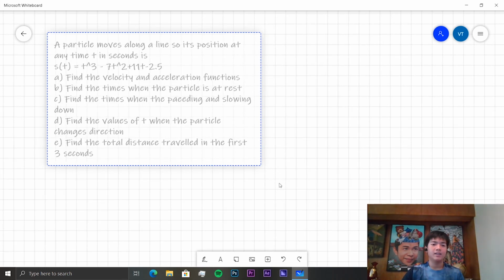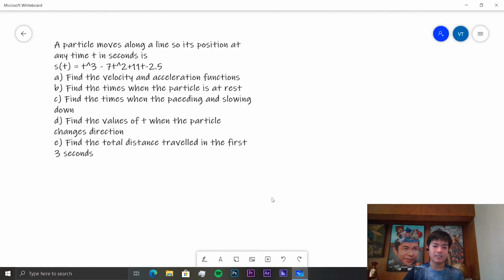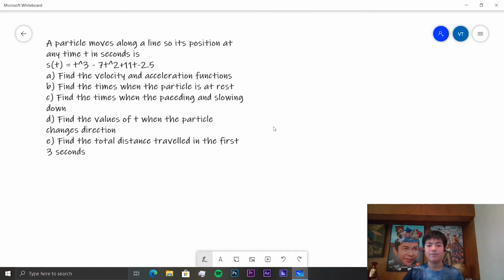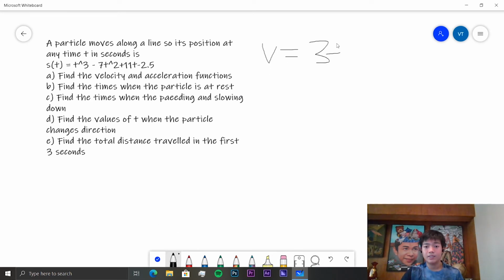Okay, velocity and acceleration functions is the easiest, so let's start with that. Velocity is equal to 3t squared minus 14t plus 11, and acceleration is equal to 6t minus 14.